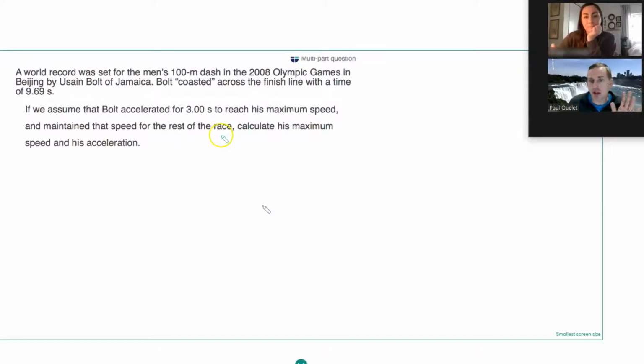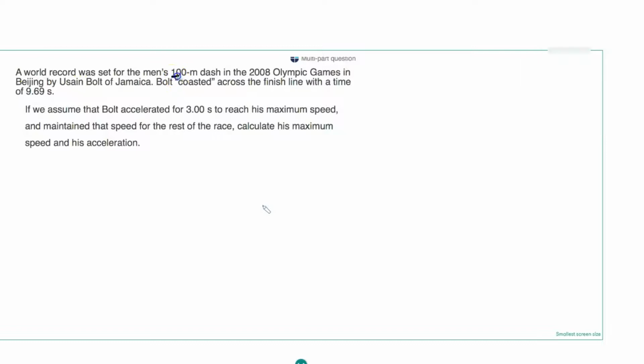My first suggestion is to underline the key pieces of information. That's always where we can start, right? So: world record set in the men's 100-meter dash. We're going to underline that. 2008 Olympic Games, location, name of person, country, coasted.